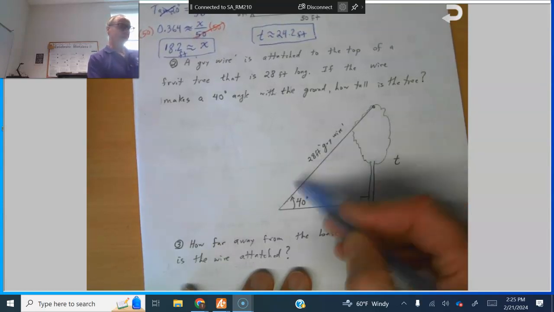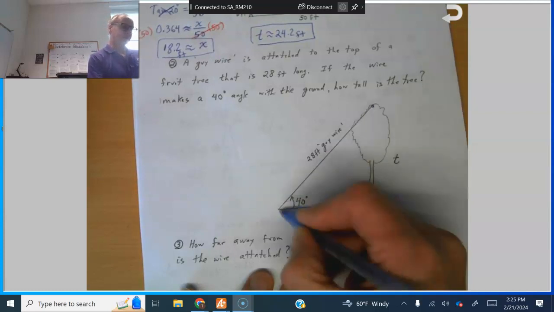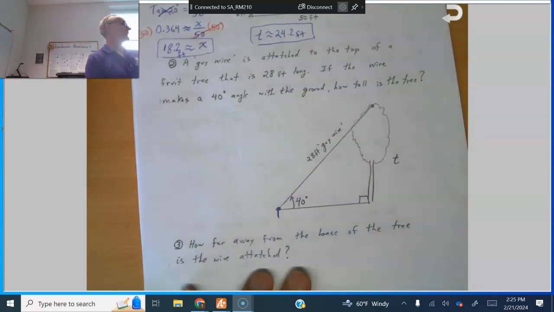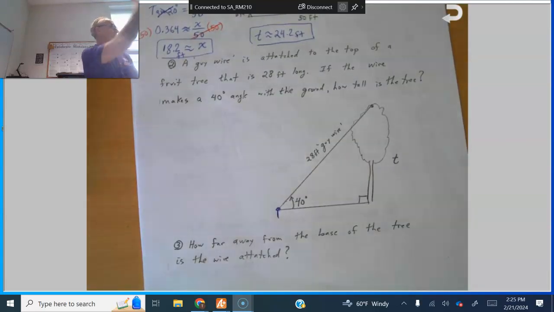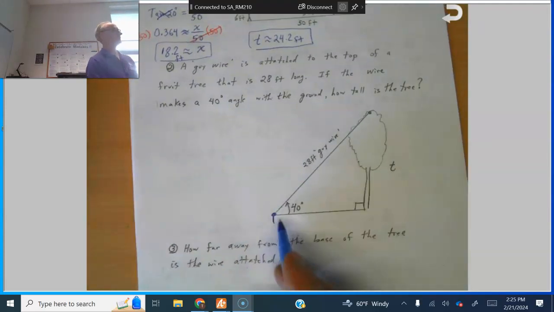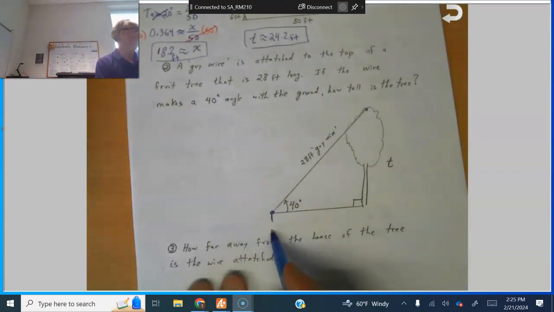They call this a guy wire. It's attached to the top and it's attached to an anchor in the ground. We'd use a stake or something for a fruit tree. For a radio tower, you would use a giant concrete block, right? Embedded in the ground.